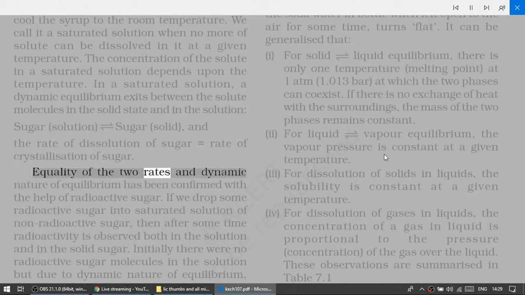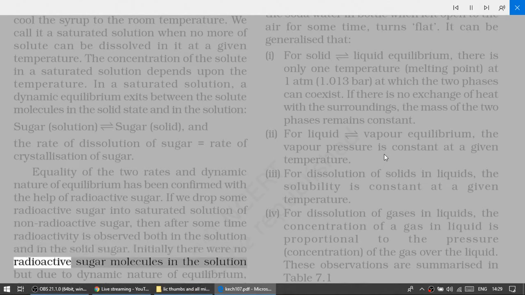Equality of the two rates and dynamic nature of equilibrium has been confirmed with the help of radioactive sugar. If we drop some radioactive sugar into saturated solution of non-radioactive sugar, then after some time radioactivity is observed both in the solution and in the solid sugar.